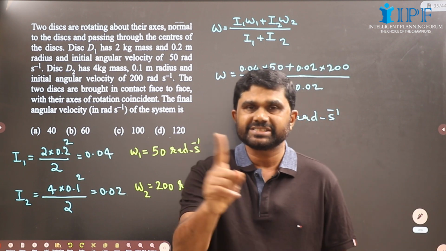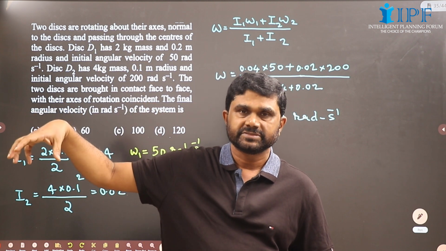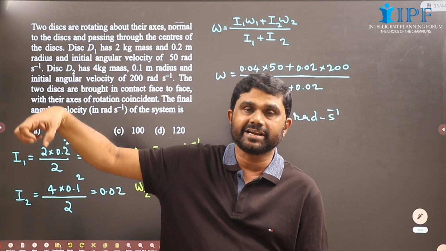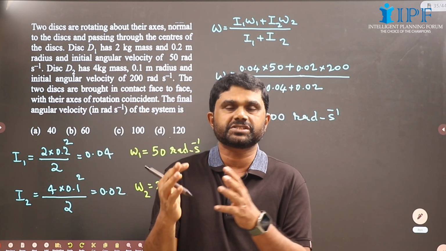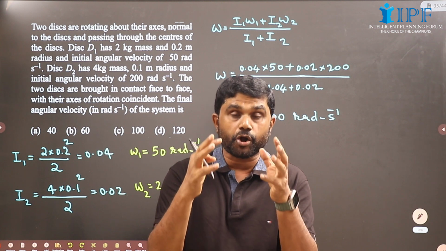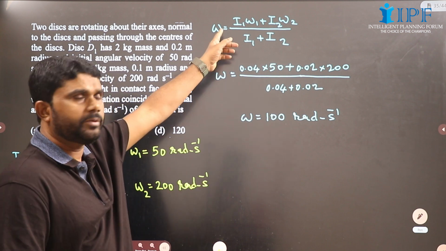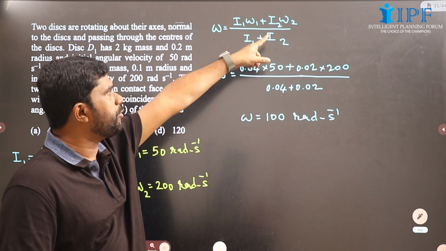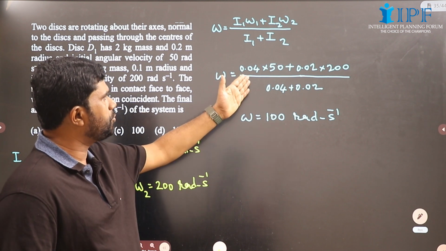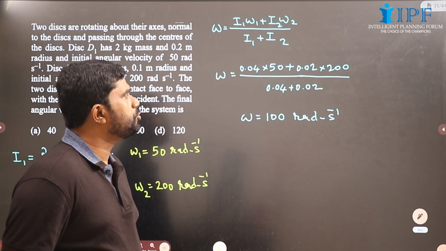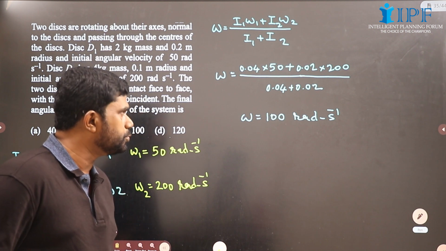Now one disk is rotating, second disk is also rotating independently. Now the second disk is taken and it is gently placed over the first disk. So the two disks after some time will attain a common angular velocity that we have to find out. It is given by I1 omega 1 plus I2 omega 2 divided by I1 plus I2. So we have 0.04 into 50, 0.02 into 200 divided by 0.04 plus 0.02.